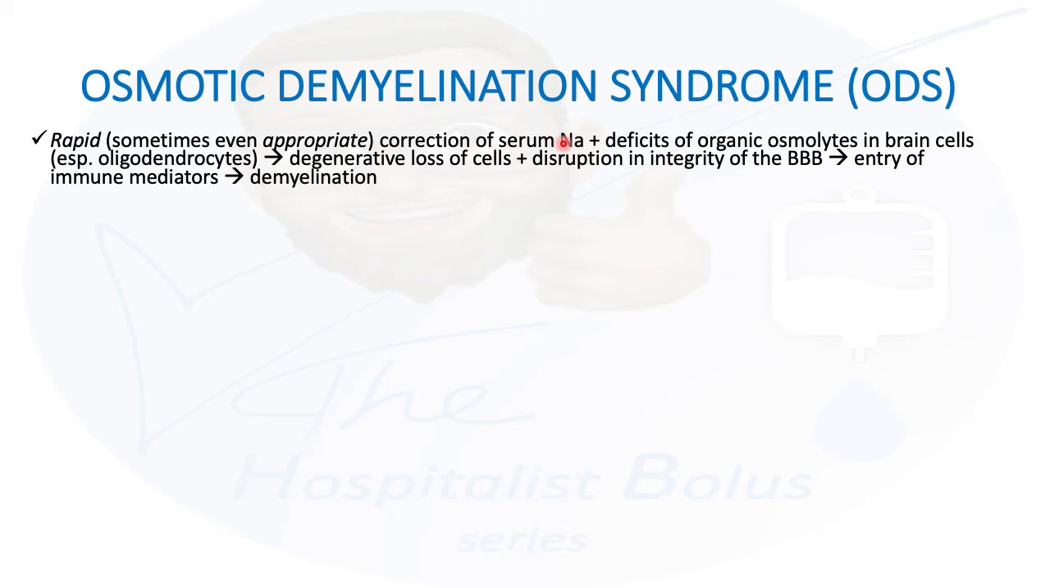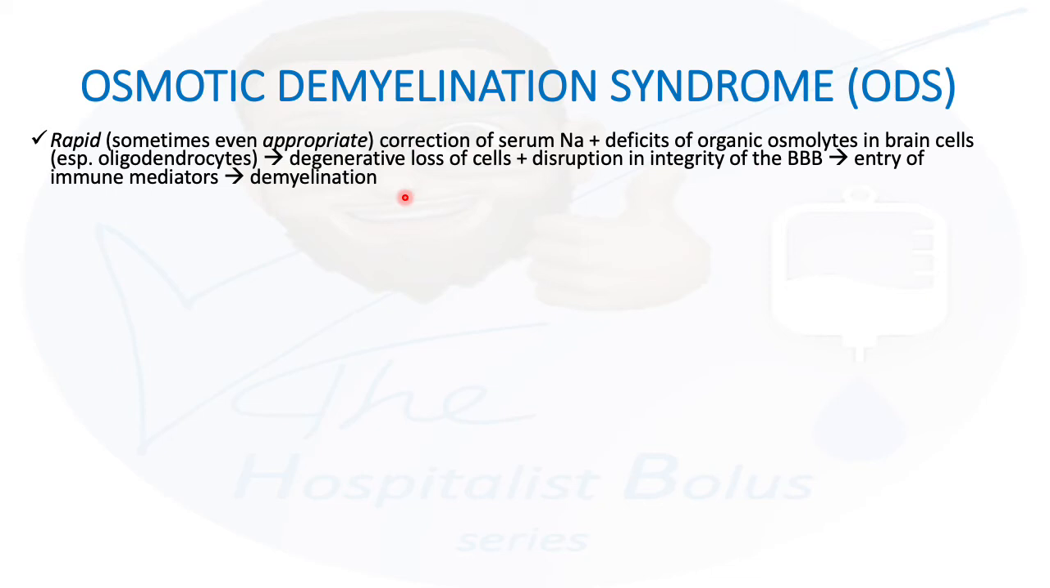Initially, it moved to the inside of the cell, causing cellular edema, but now it's moving from the inside to the outside. And this can lead to the degenerative loss of the cells, which is basically shrinking of the cells and their death. And that can lead to disruption in the integrity of the blood-brain barrier, and this will probably stimulate immune mediators and can lead to demyelination.